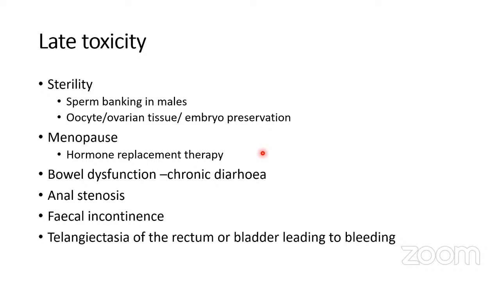Anal stenosis and fecal incontinence can happen mainly because of the dose to the sphincters. And telangiectasias of the rectum and bladder can occur, which can lead to bleeding.